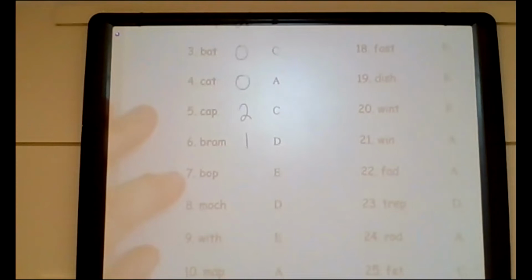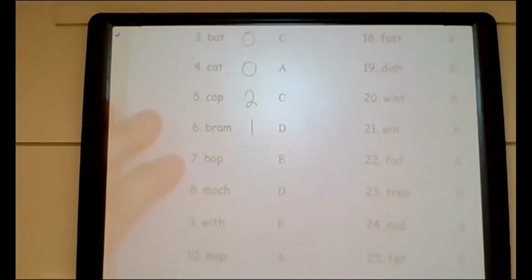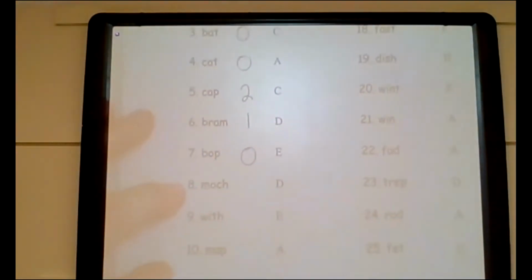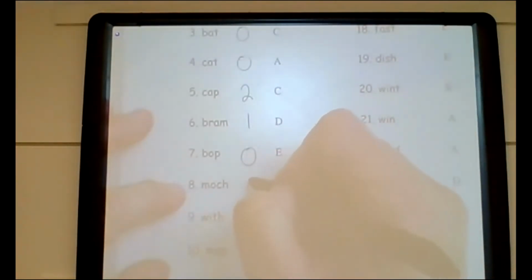Number 7, for bump, he doesn't have the underlying feature, and he doesn't have the vowel, so he actually has a 0. And number 8, for much, he has the underlying feature, but he doesn't have the rest of the word correct, so he has a 1.